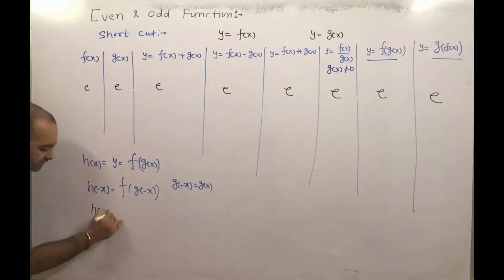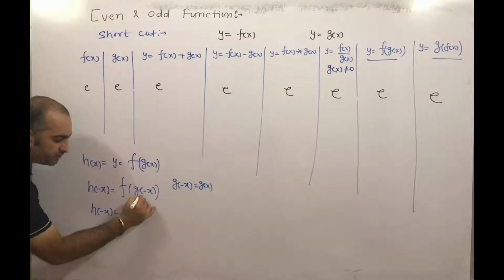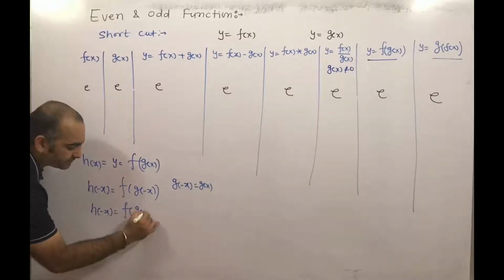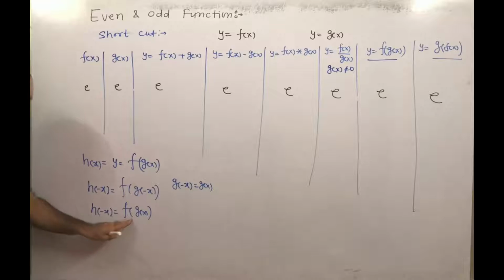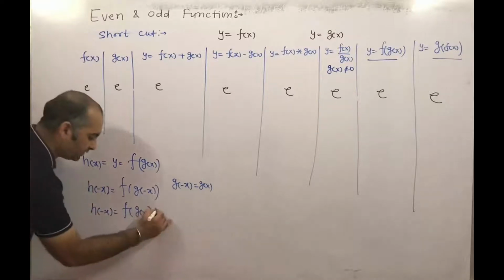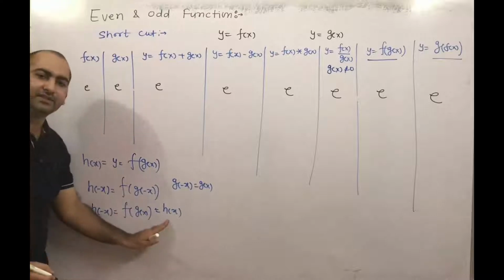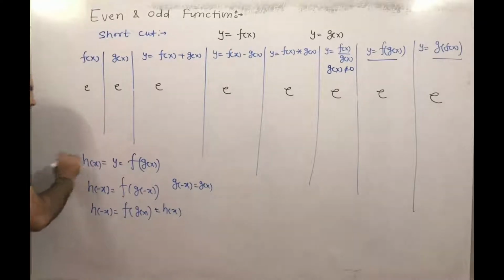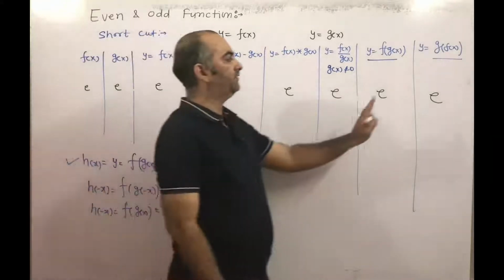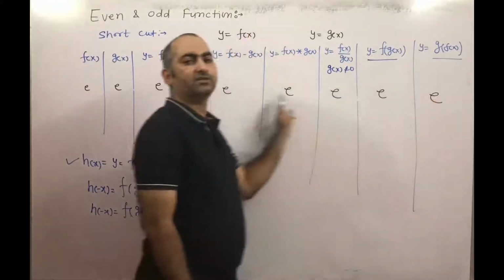So h(-x) is f(g(-x)), and we can write g(x). And f(g(x)) is nothing but h(x). So h(-x) equals h(x). Then we can say that h(x) is an even function. Similarly, you can check others also.